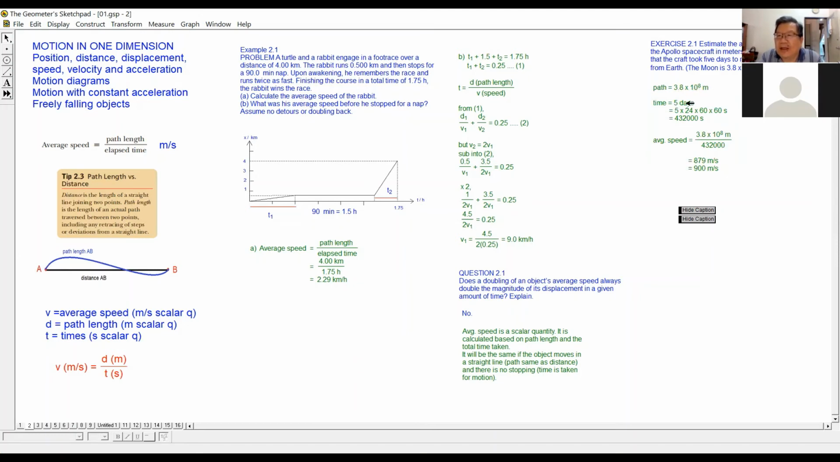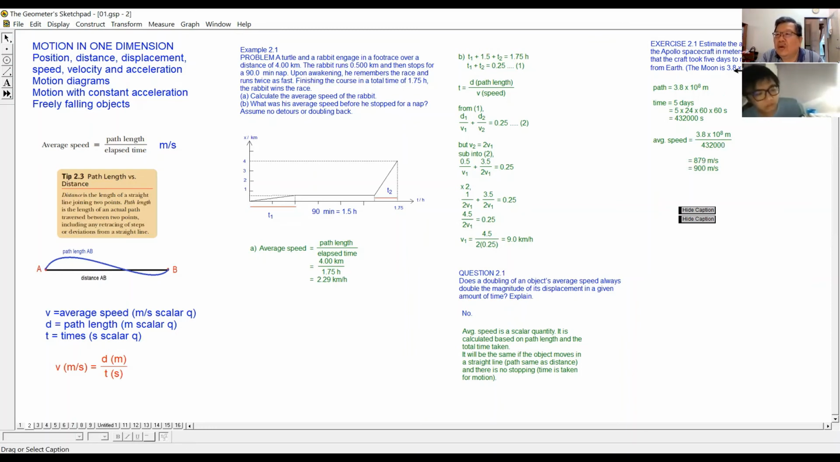Okay. Now, first of all, the path length is 3.8 times 10 to the power 8 meters. The time taken is 5 days, so 5 times 24 times 60 times 60, so it's 432,000. If you want to find the average speed, you use this distance divided by the time. So distance divided by time is 800 plus meters per second.